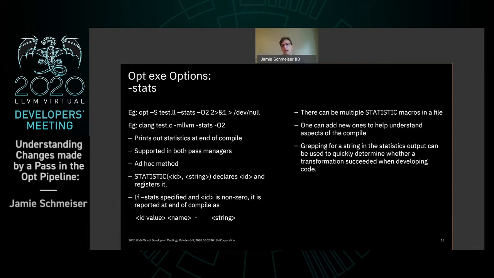This can give insight into whether an optimization succeeded in transforming the code, as well as indicating how many attempts were made at applying a particular transformation. Statistics can be particularly useful for quickly determining whether a transformation was successfully applied when testing your code. Rather than examining the resulting IR, one can grep the stats output for the string and associated count to quickly determine whether the code in question was successful in applying its transformation.